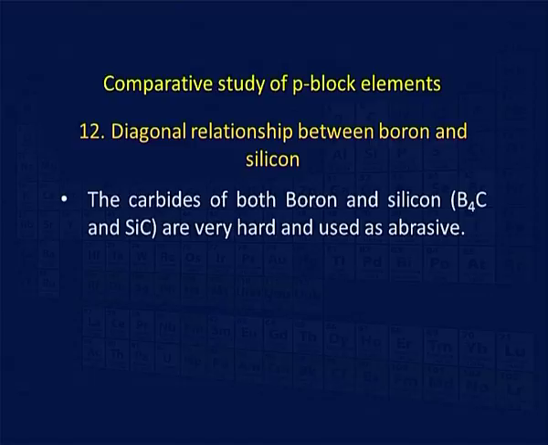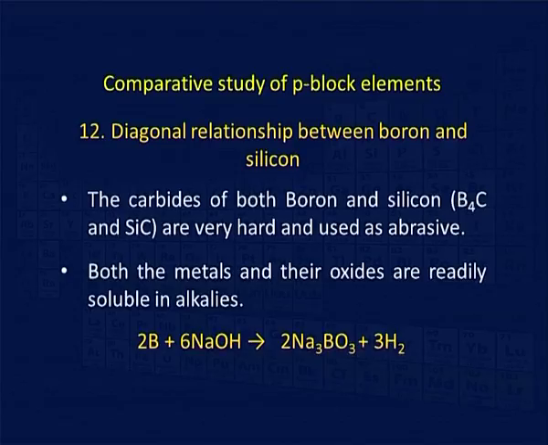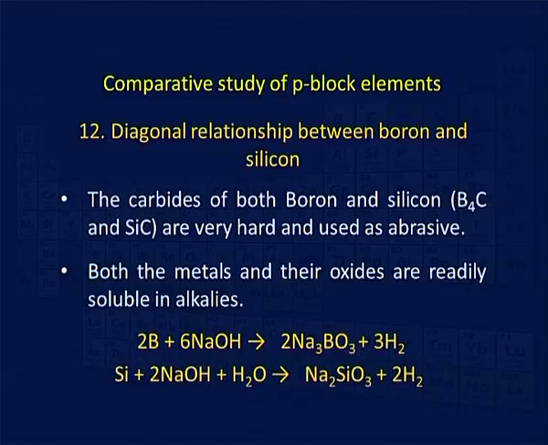The carbides of both boron and silicon are very hard and used as abrasives. Both the elements and their oxides are readily soluble in alkalis. This is the solubility of boron in sodium hydroxide, the strong alkali, and it is the solubility for silicon in sodium hydroxide. It is forming Na2SiO3.